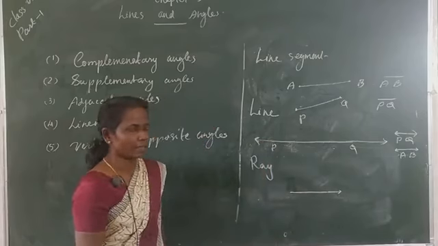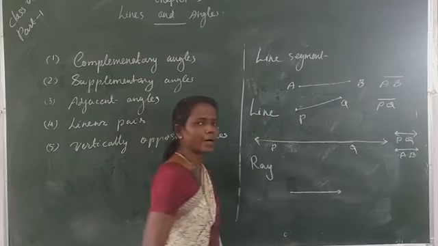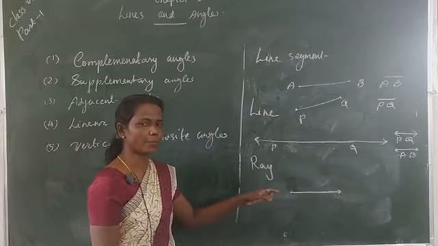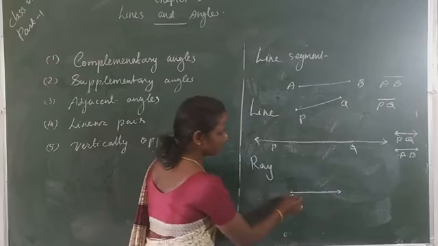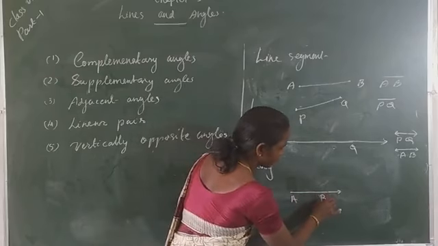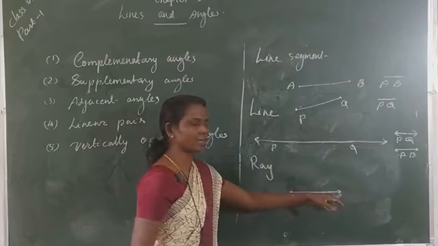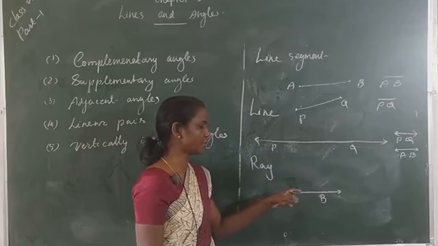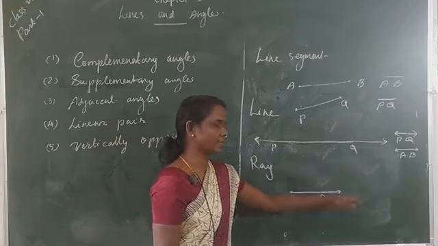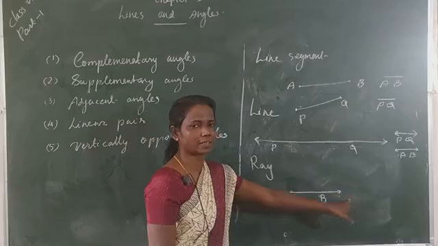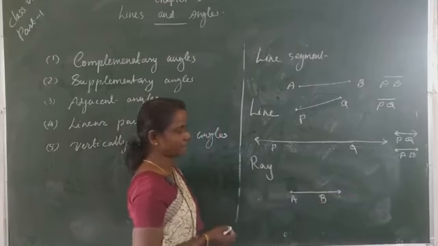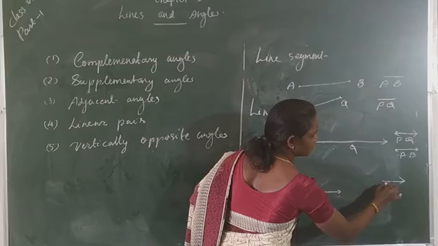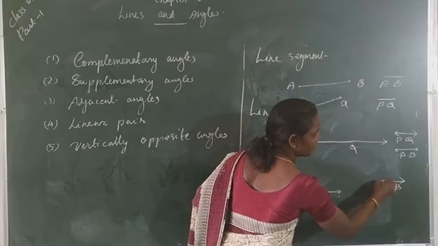The next, ray. A ray is a part of a line starting from a point known as the initial point, and the other side is extended endlessly. This is the initial point, and this direction is extended endlessly. Then how to represent this? It's called ray AB.